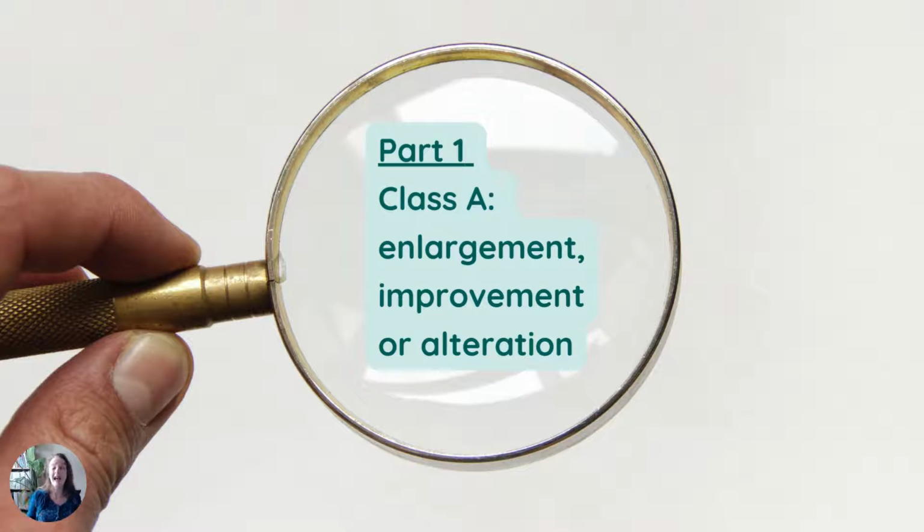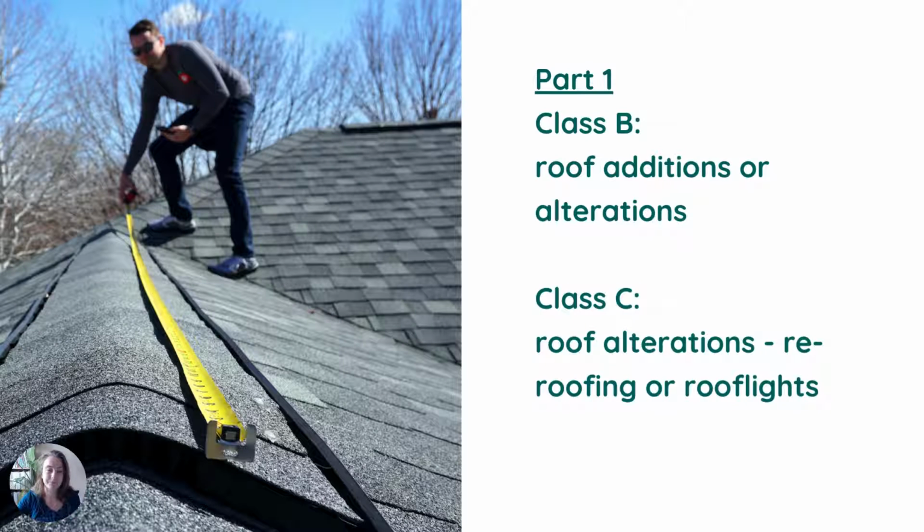So Part 1 Class A is the biggest, most complex part of the whole thing, really, and it's what deals with the enlargement, improvement, and alteration. So if you're thinking of extending your home, adding onto your home in some place, then this Part 1 Class A is where you'll find the information about what you're allowed to do, where you're allowed to extend, how big you're allowed to extend that.